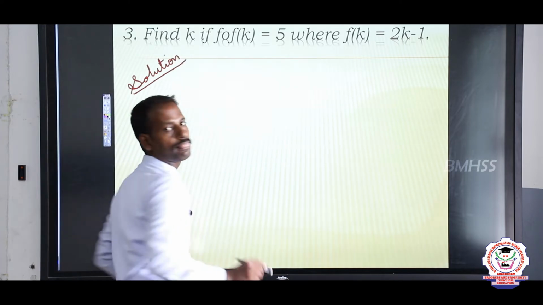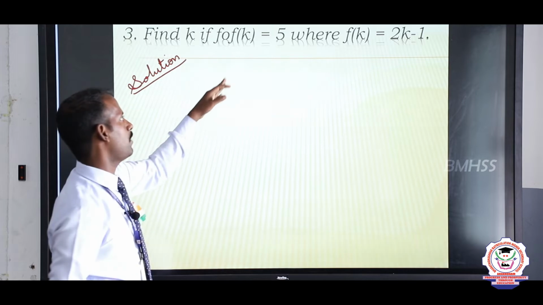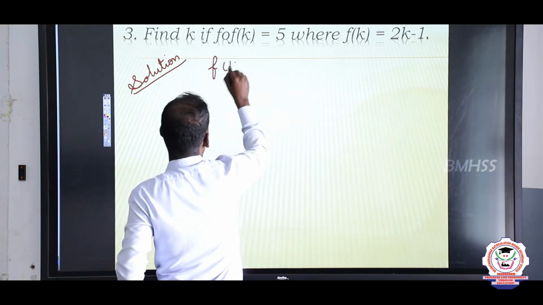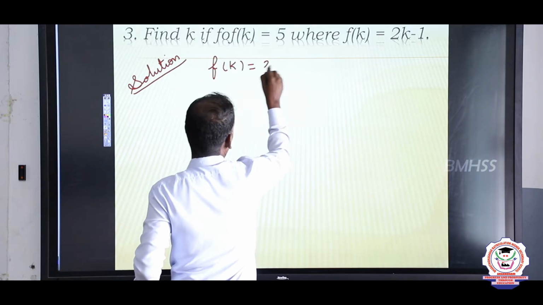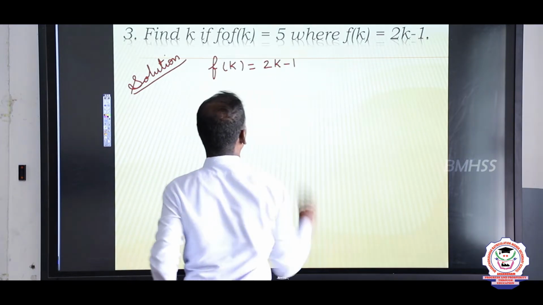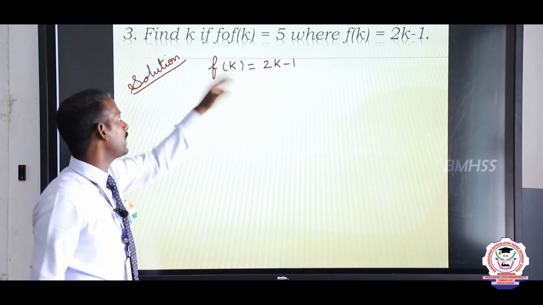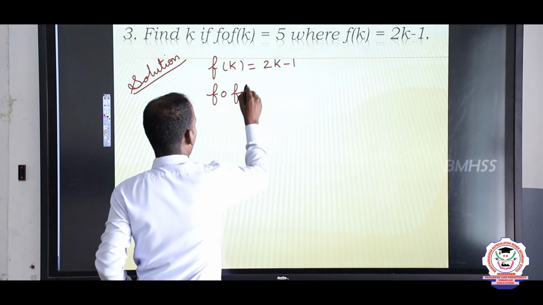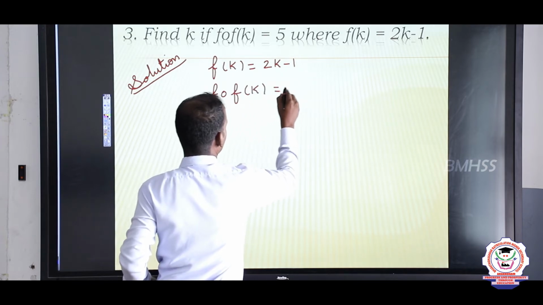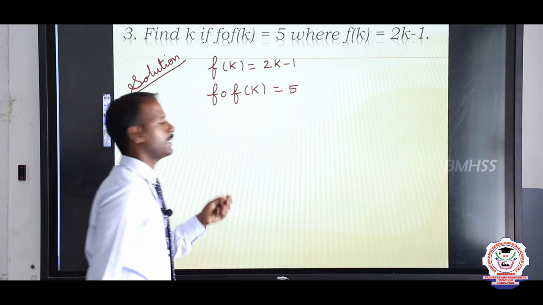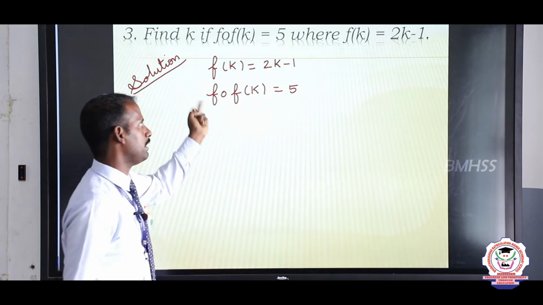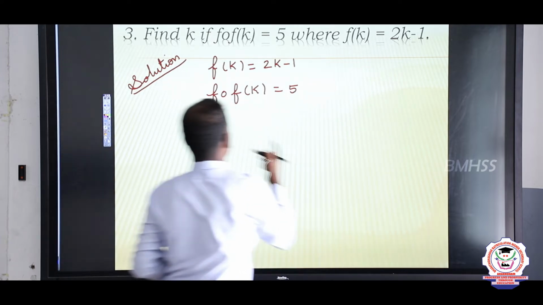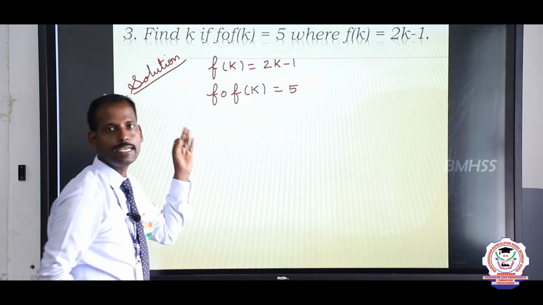So here the first one, f naught f of k equal to 5, this is the given value. So here f of k equal to 2k minus 1. Here f naught f of k equal to 5. So here f of k you substitute in the f of x. So here f of k, what is the value? 2k minus 1. So here substitute in the f of x.